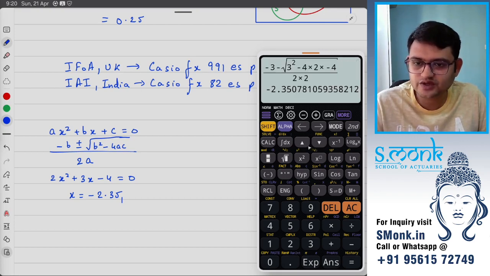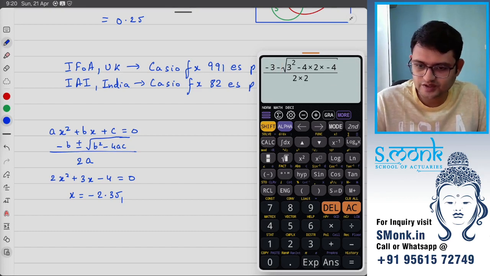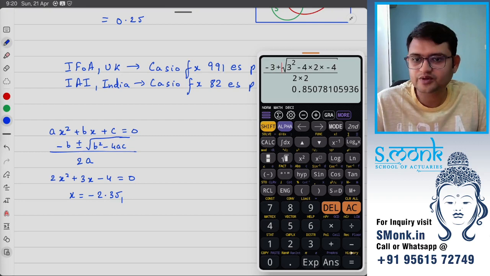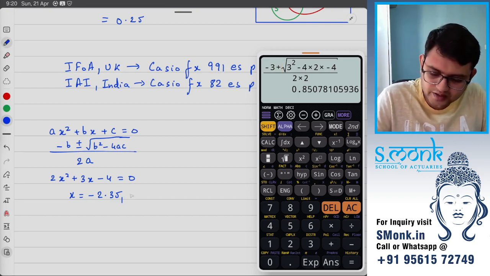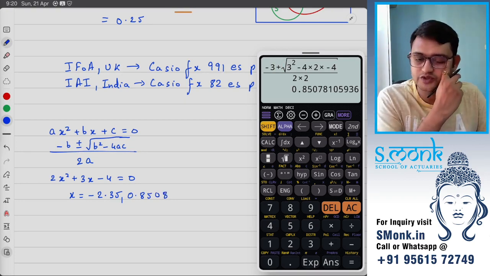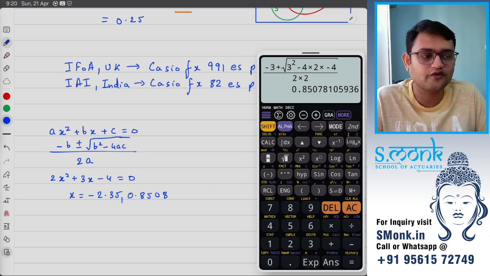Now I want to change this equation. I'll press the side arrow key, and when I press it, I can edit this equation. I want to delete this minus and put a plus, and I get another root, 0.8508. So these will be the two roots of x.